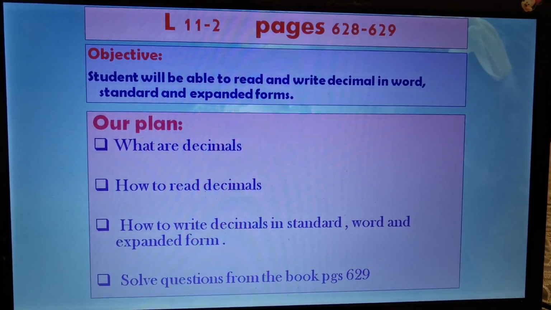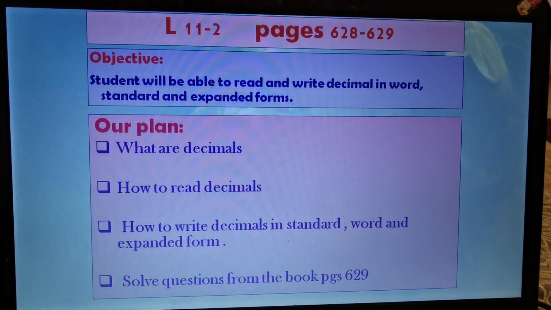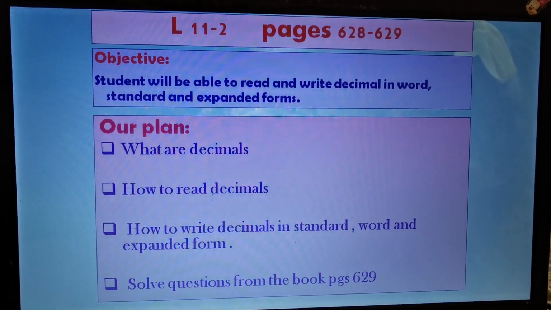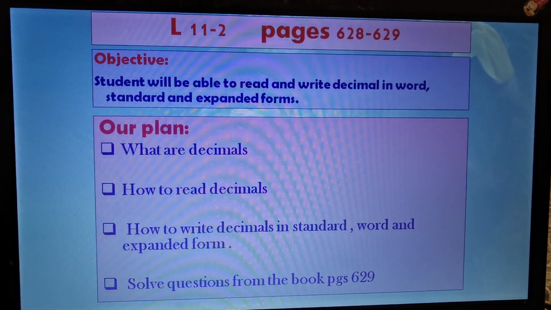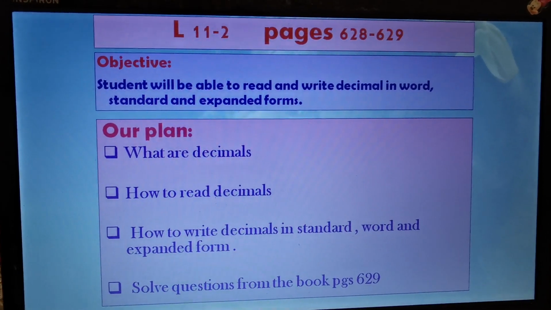Today our objective is to be able to read and write decimals in word, standard and expanded forms. We're gonna find what decimals are, how to read decimals, and how to write decimals in standard, word and expanded form. Then we're gonna solve the questions from the book.